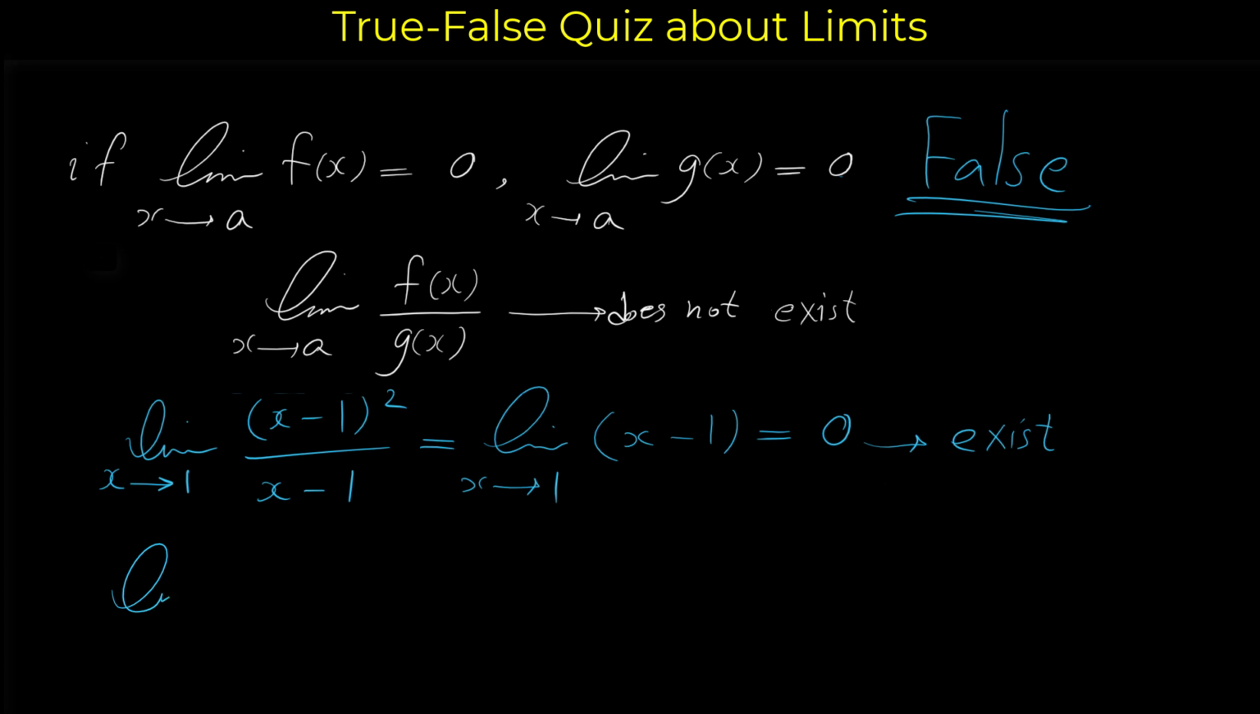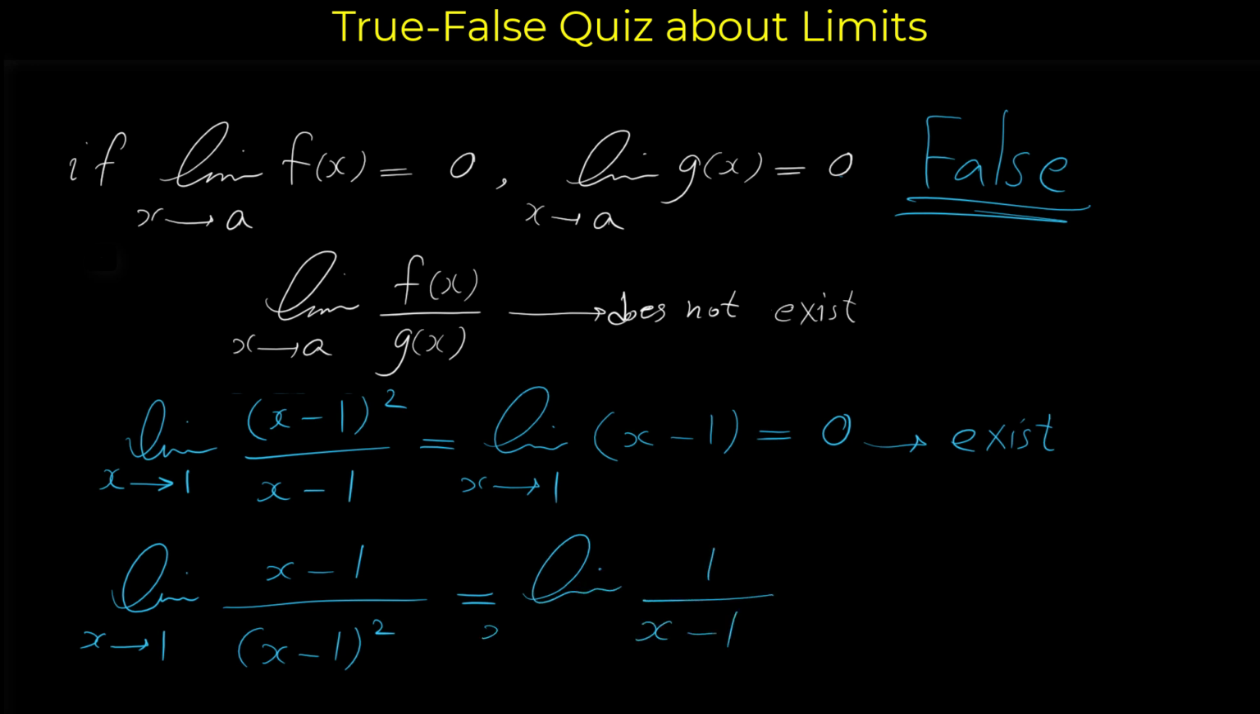But it is possible that the limit does not exist also. For example, consider x minus 1 over (x minus 1) squared. Again, if we cancel one x minus 1 from the top and the bottom, we get this expression, 1 over x minus 1 as x approaches 1. This limit does not exist because the numerator is a non-zero number and the denominator gets closer and closer to 0. So this expression gets larger and larger. And so the limit does not exist.